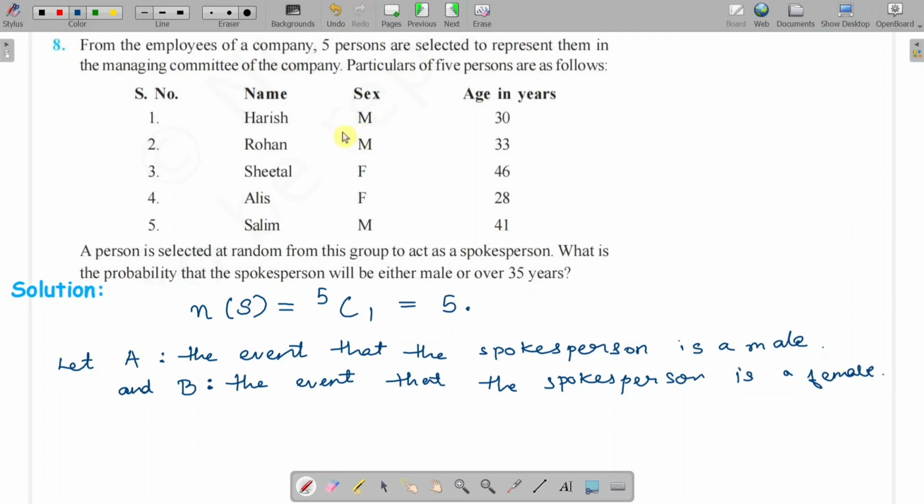Okay, so now if we look at the number of elements in A, what will we get? The number of elements in A will be what? The event that the spokesperson is male. So since there are 3 males and 1 is selected from the 3 males, because this event is that the spokesperson is a male, you only have to look at the names which are males, right, and then from these 3 males 1 will be selected, right. So 3c1, that is equal to 3, right.